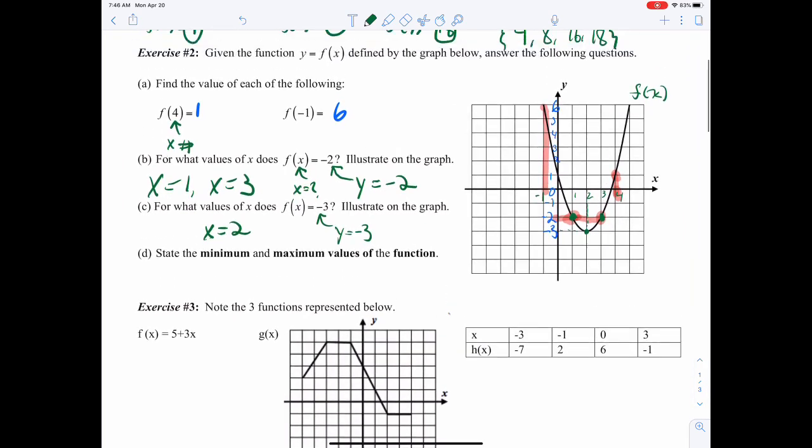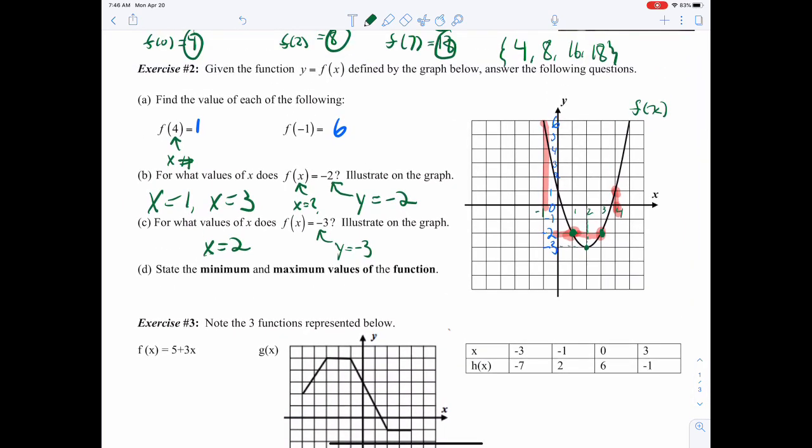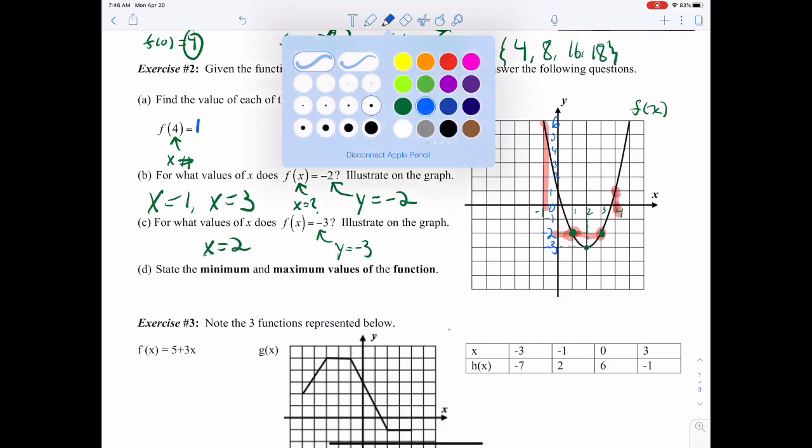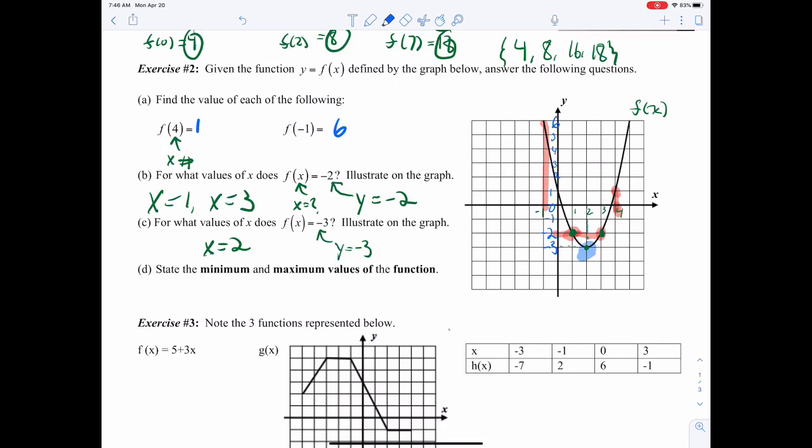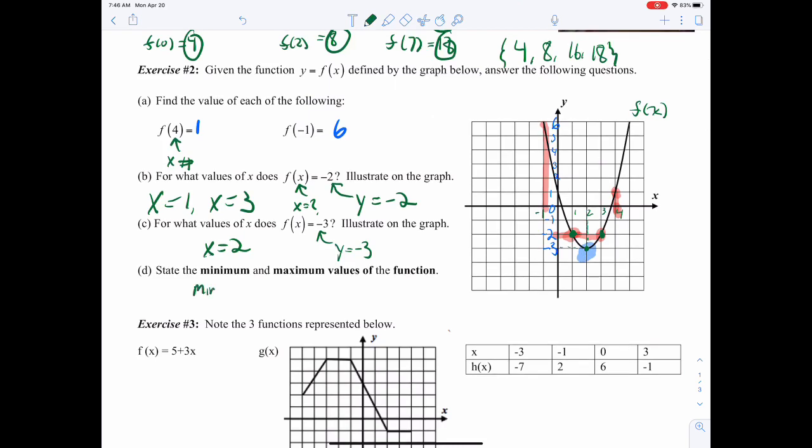All right. Question D here. State the minimum and maximum values of the function. The minimum value, well, think about it. Minimum, that's the lowest. So where is the lowest on the graph? That would be, I'm doing blue for low, right there. So what y value is that? Min, y equals -3. And the max, where is it the tallest on the graph? The tallest point on the graph is right here and right here. Now they both have the same y value, so we'll just write it once. But the max value is y equals 6. Why is it y equals?